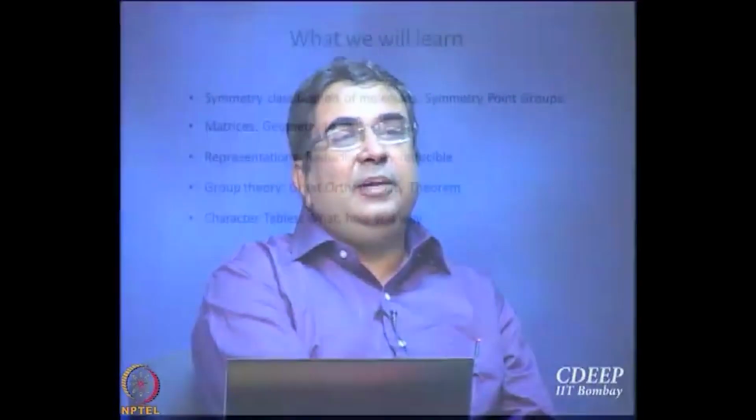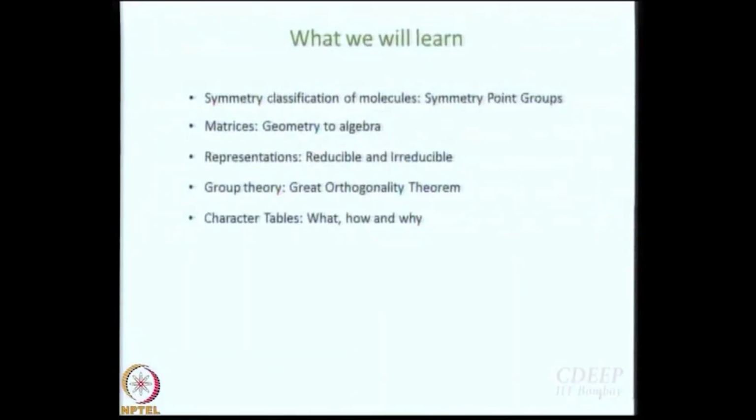And in group theory in particular, we are going to use a theorem which is called the great orthogonality theorem. The great orthogonality theorem is really great because without it we could not have gone any further. We would not have had character tables, we would not have had this particular branch of chemistry at all. Using the great orthogonality theorem, we will see how we can work out what are called character tables: how you do it, what they are, and of what use these character tables are.